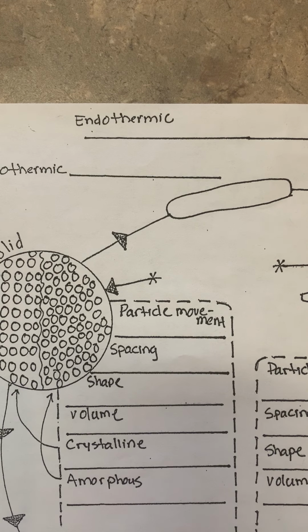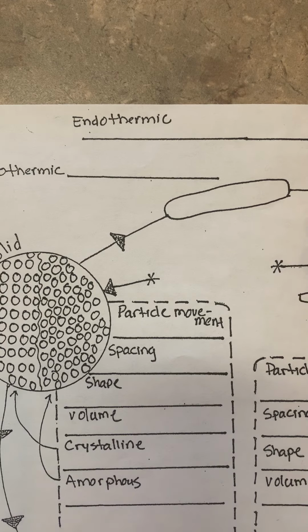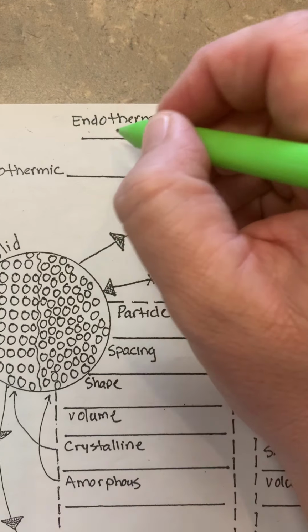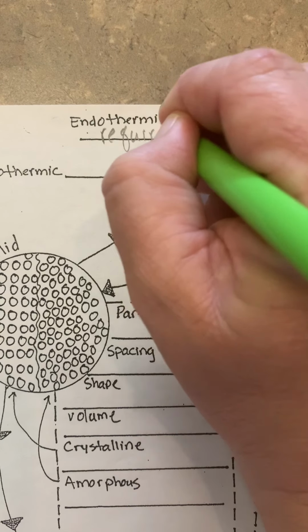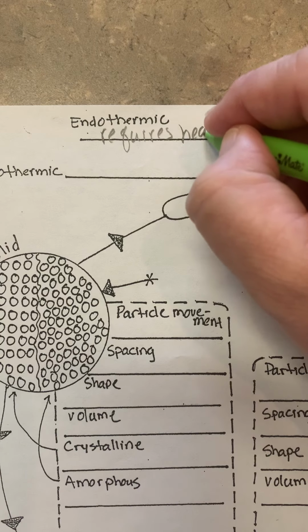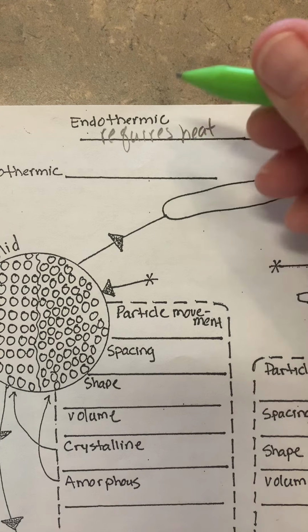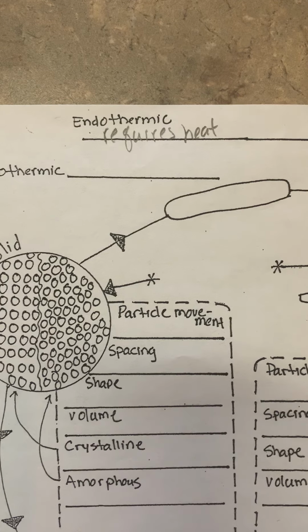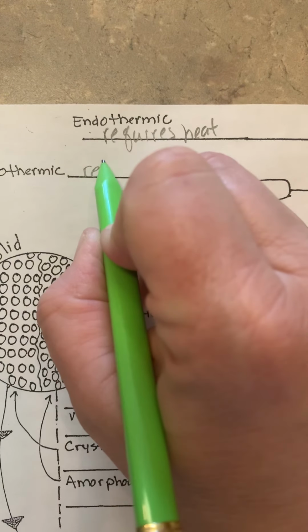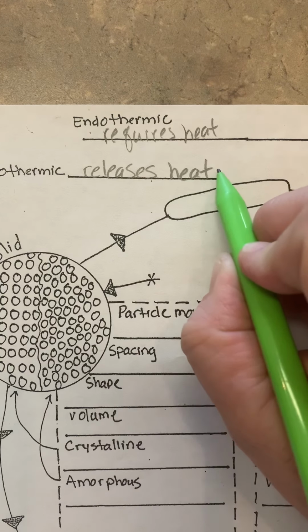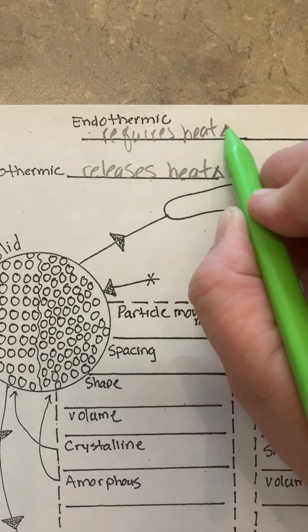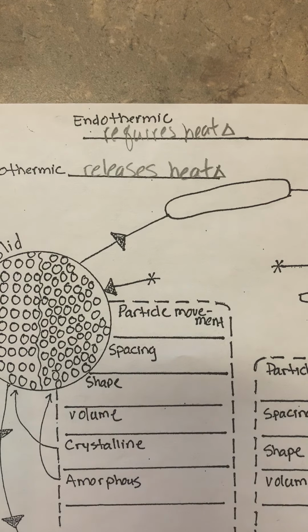So we'll start at the top up here where it says endothermic. You were supposed to write the definition for endothermic. Anything that is endothermic means it requires heat. Heat has to be put in, endothermic. I have to put heat into a solid in order to turn it into a liquid. So melting would be endothermic. Exothermic means that it releases heat. If you want to get really fancy and start acting like a chemist, a triangle, delta, means heat in chemistry.